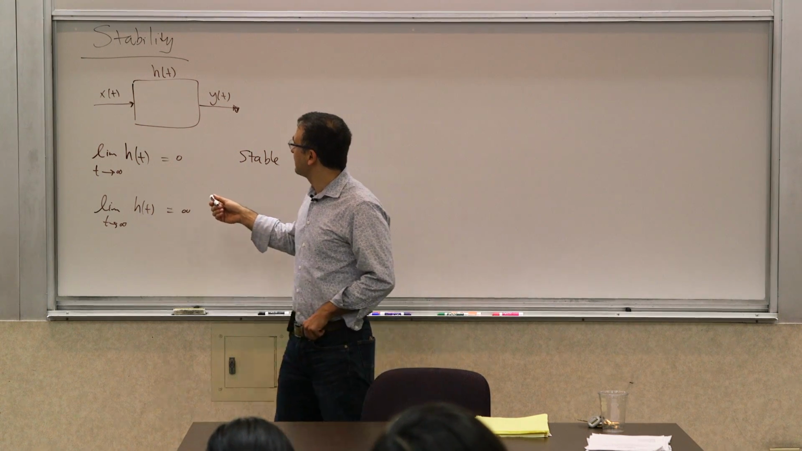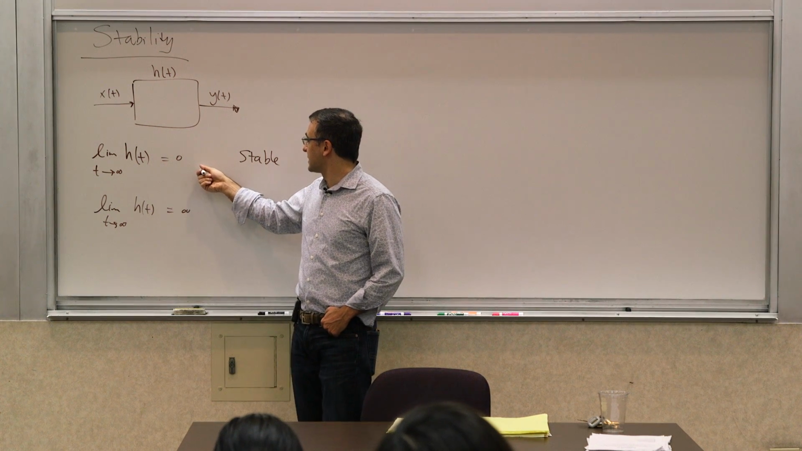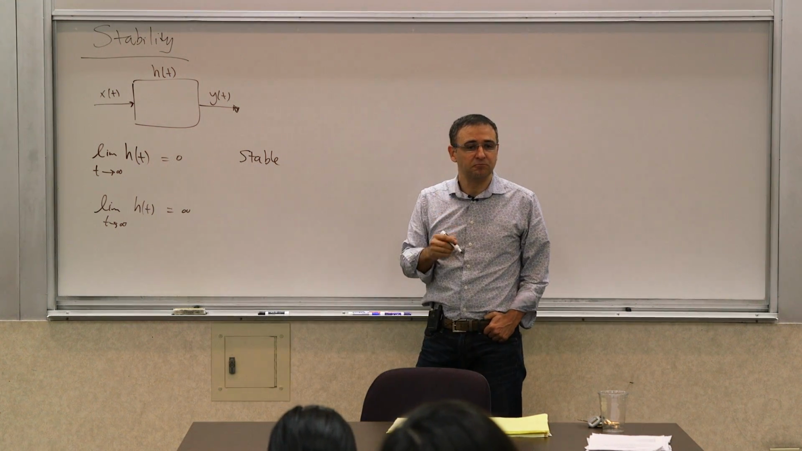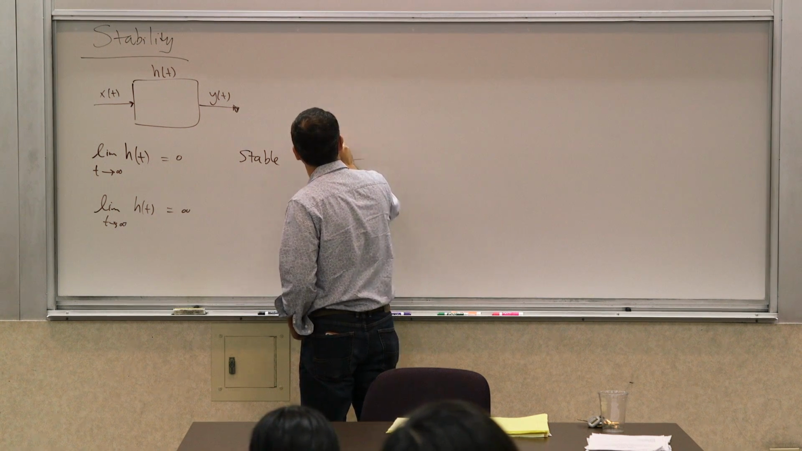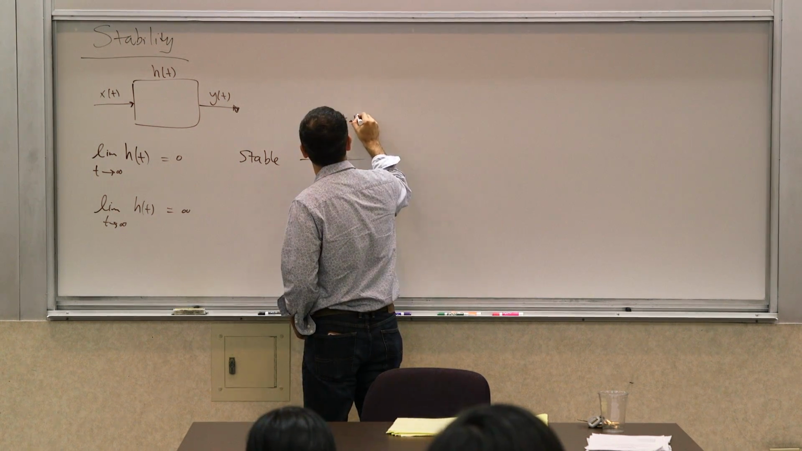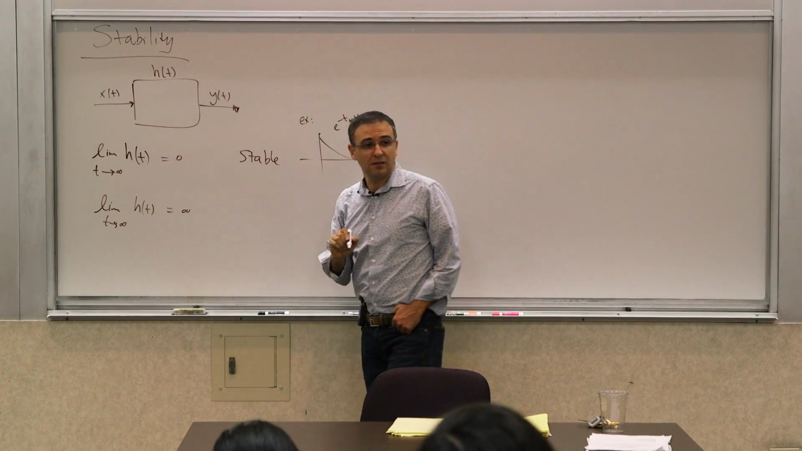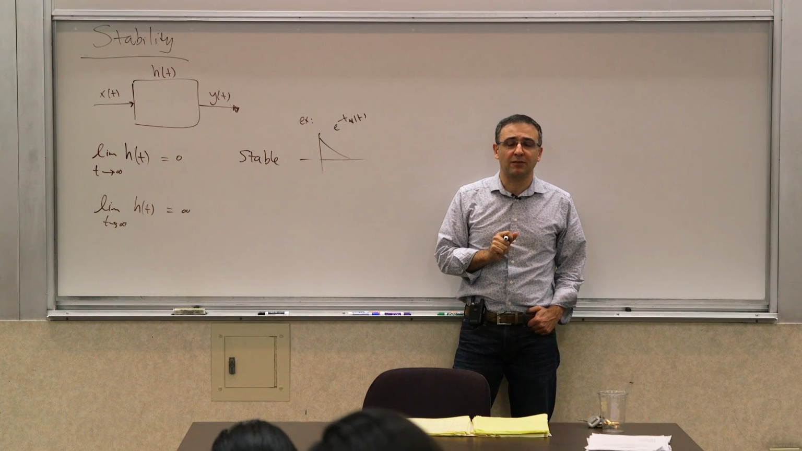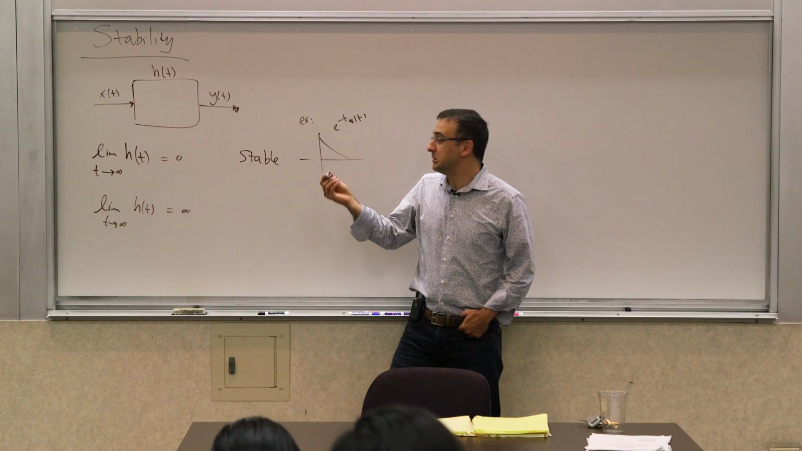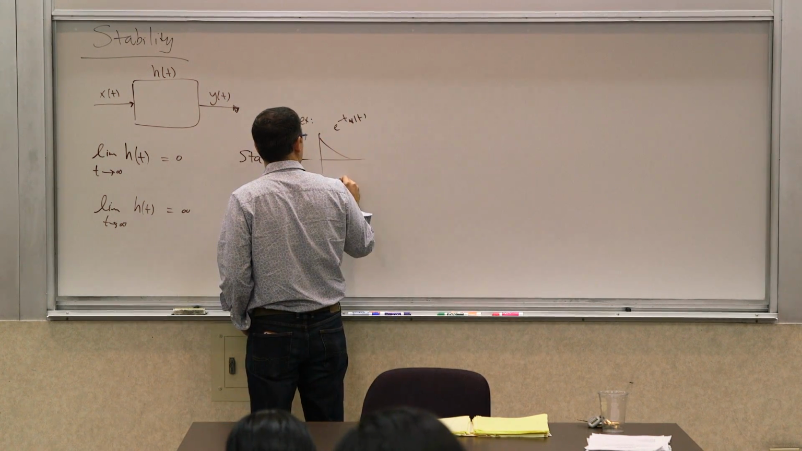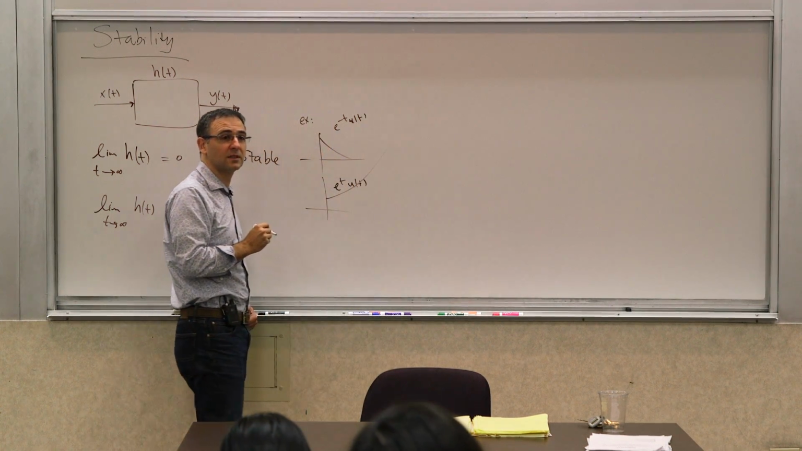Can you think of a system that behaves this way? Can you give me an impulse response that we've seen that behaves like this and is stable? Yes? e to the negative t u of t. Something like that. This is an example, right? Can you give me an example of something that blows up? Yes? e to the t u of t. Yeah. And that's something that blows up.